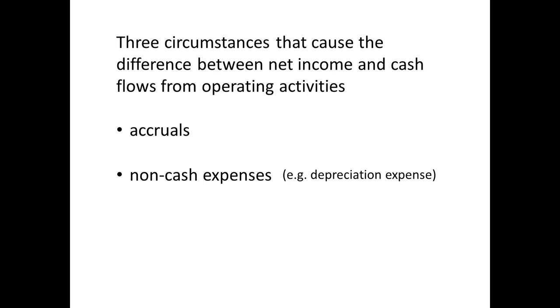The third circumstance that causes differences between net income and cash flows from operating activities is gains and losses. Think about the sale of a piece of equipment. The gain or loss on the sale will be included in net income, but will the cash received be in cash flows from operating activities? No, it will be in the investing section, so gains and losses will be reconciling items.